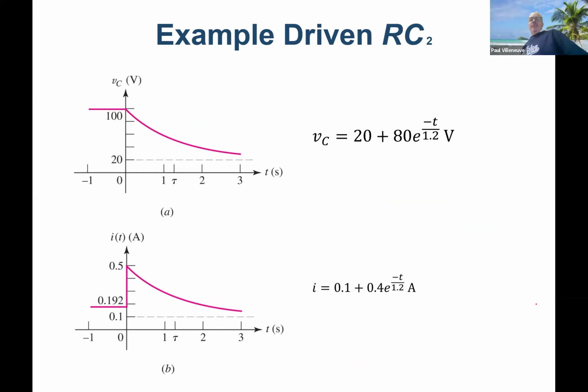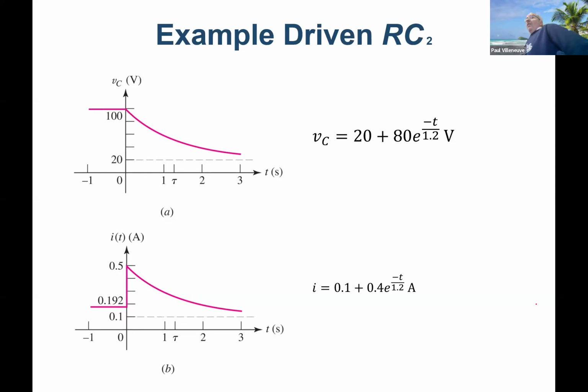Here are the plots. Here's my voltage. We don't know how long the voltage was at 100 volts before time t equals 0 from the switch transition perspective. But we can see that it started out at 100 and it discharges and gets to 20 volts in steady state.